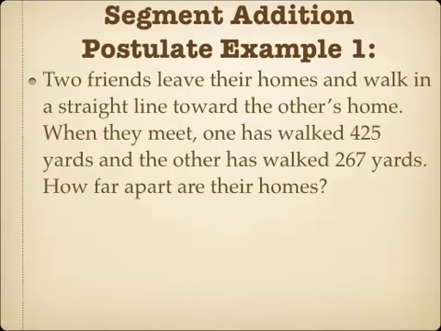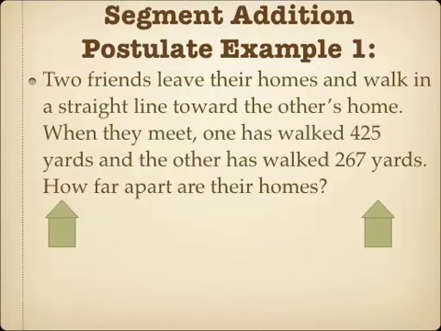The segment addition postulate example 1 says that two friends leave their homes and walk in a straight line toward the other's home. When they meet, one has walked 425 yards and the other has walked 267 yards. How far apart are their homes? Draw yourself a picture if you need to.